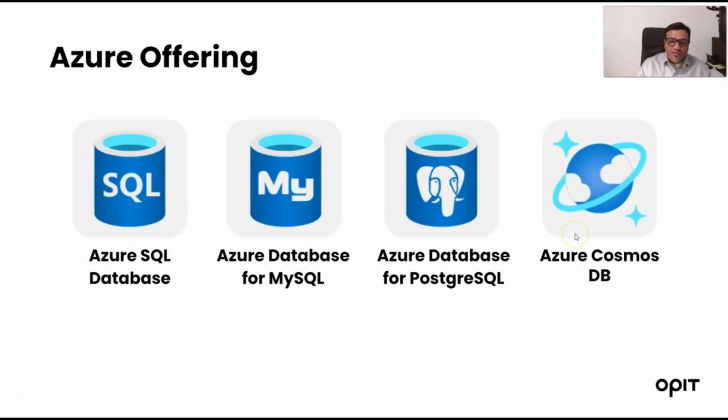Then we have got a very interesting offering from Azure. It's called Azure Cosmos DB. The reason I'm saying interesting is because this is a NoSQL database. It is also a kind of relational database. It can also serve vectors as well. It can do multiple things at once. So one single solution for multiple things.